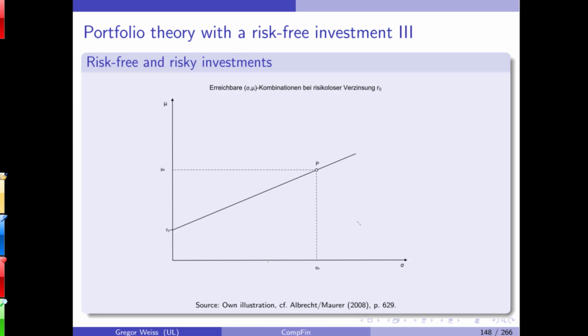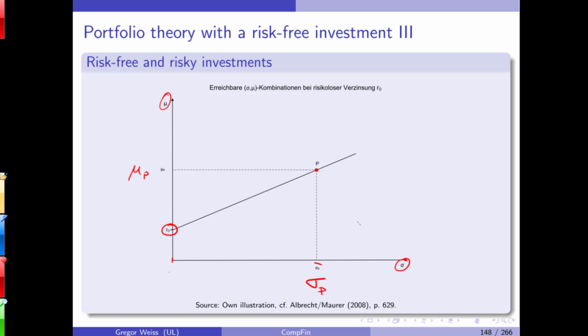If you plot this in a graph, you will get all those different possibilities in a mu sigma graph. Obviously, you will have the portfolio here. This is sigma p, and this is mu p. So these are the expected return and the volatility of the return of the stock portfolio. And this is the risk-free investment.